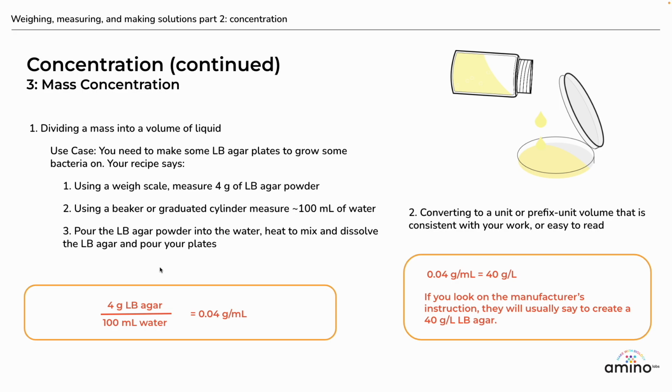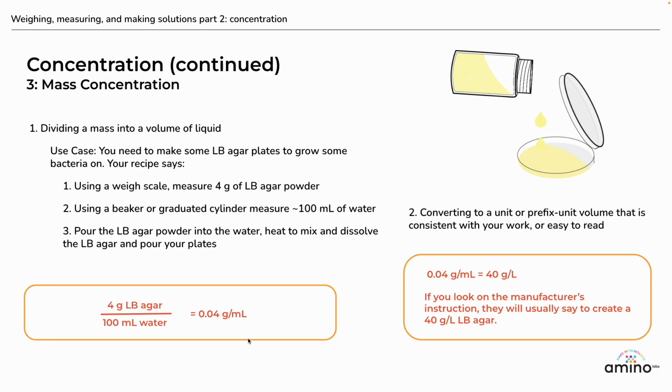Okay. If we were to look at the mass concentration here, we took 4 grams of LB agar and put that into a total volume of 100 milliliters of water. If we run that calculation and just go straight over with these units that we're using, we would have 0.04 grams per milliliter.